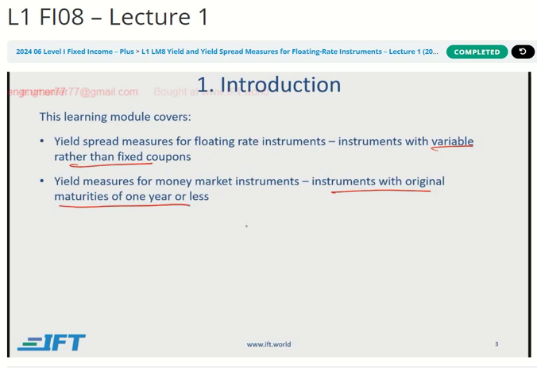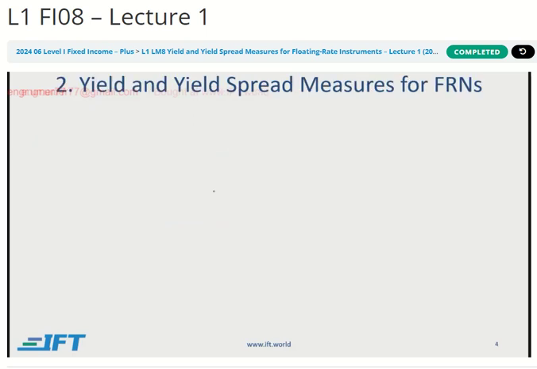So your variable rate, which is instead of having a fixed coupon, what you have is that the coupon is linked to another benchmark rate, right? And your money market instruments are 3 months maturity, 6 months maturity, 9 months maturity, less than 1 year. So let's get started with the floating rate notes, and then once we complete our analysis of this, we will move on to money market.